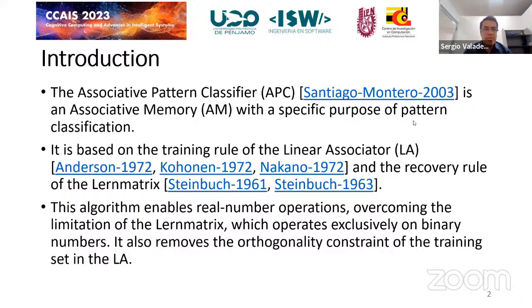Well, as an introduction, the associative pattern classifier, or APC for abbreviation, is an associative memory, or AM, with the specific purpose of pattern classification. This algorithm is based on the training rule of the linear associator, or ELA, and the recovery rule of the Lerner matrix associative memory. This algorithm enables real number operations, overcoming the limitation of the Lerner matrix, which operates exclusively on binary numbers, and also removes the orthogonality constraint of the training in the linear associator.